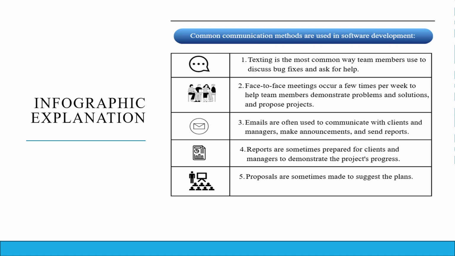The next one, emails. Emails are often used to communicate with clients and managers, make announcements, and send reports. The next one, reports. Reports are sometimes prepared for clients and managers to demonstrate the project's progress. And finally, proposals. Proposals are sometimes made to suggest plans.